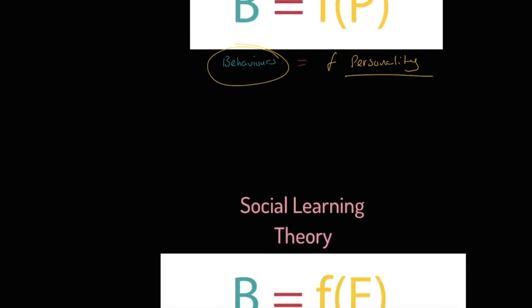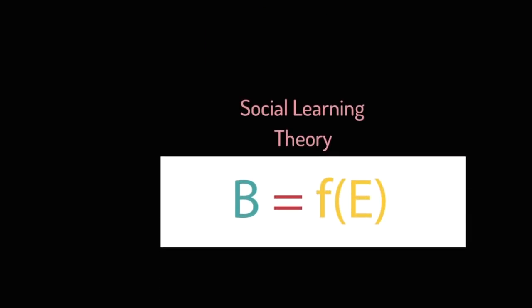Now, social learning theory has, of course, a completely different perspective on this. With social learning theory, we would take an equivalent equation and look at B equals f(E). What does that mean? It means that behaviors equal a function, I should have written function, of the, and this is where our E comes in, of the environment. So a pure social learning theorist would argue that a human being's behaviors were directly related to and were a function of singularly the notion of the environment.